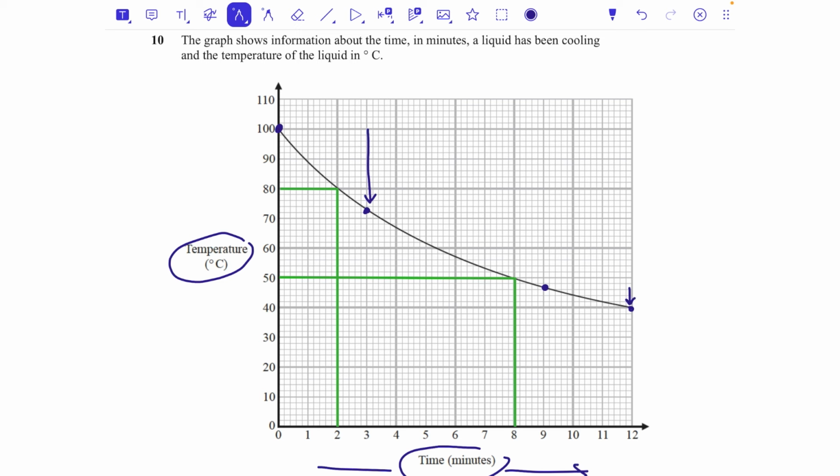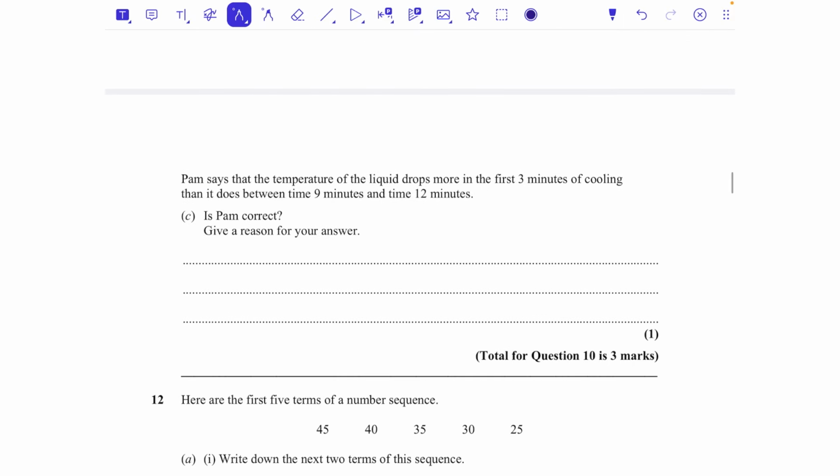Now, you did not need to give figures here, but if you did give figures, they did have to be correct. So we need to just say, yes, the graph has gone down by much more in the first 3 minutes than it has between 9 and 12. It's a much bigger drop. So we just need to say, is Pam correct? Yes, the graph is much steeper.